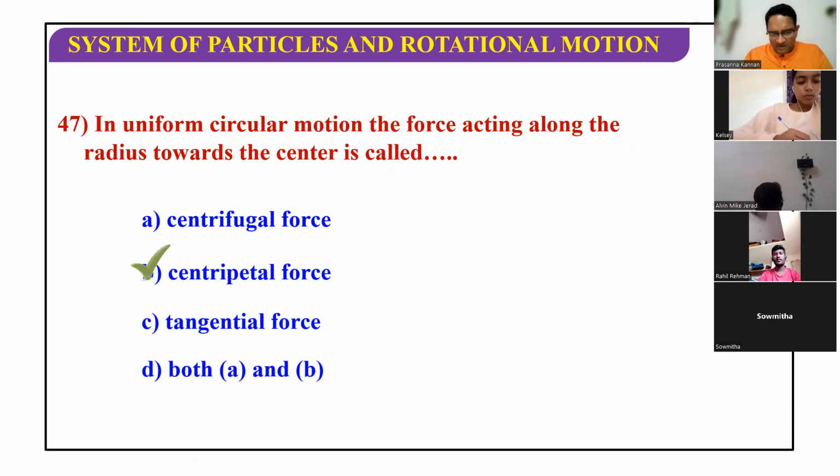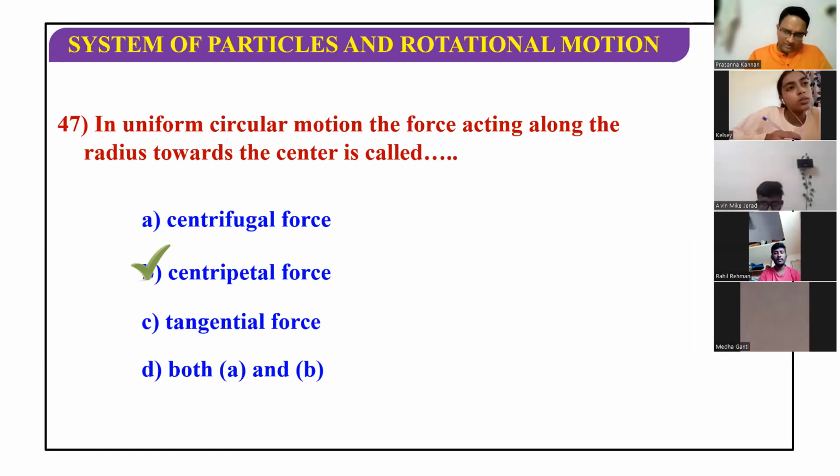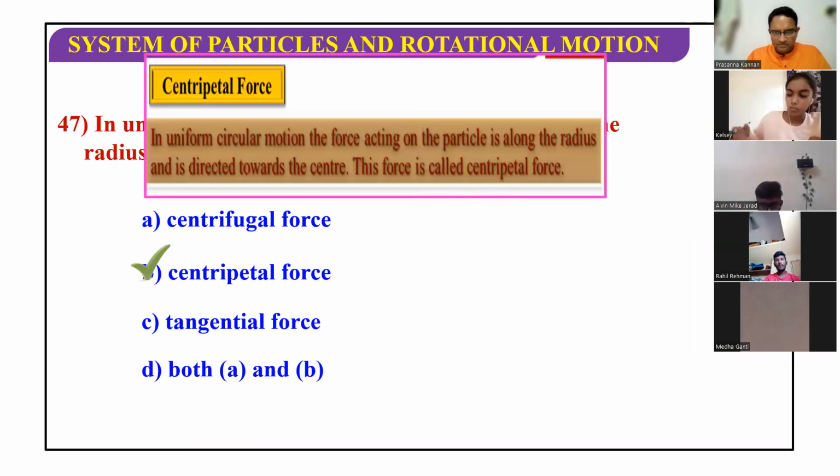And what is the formula for centripetal force? We have seen it a few times. I think mv squared by r. mv squared by r, that's all, right? Exactly. Okay, we'll move on.